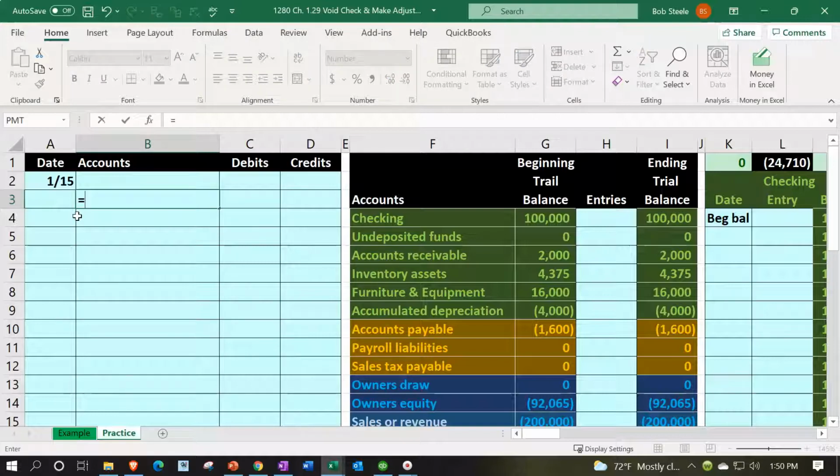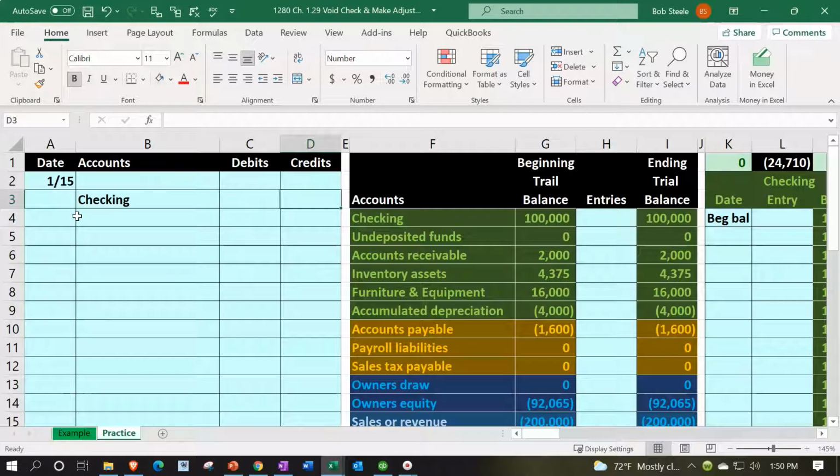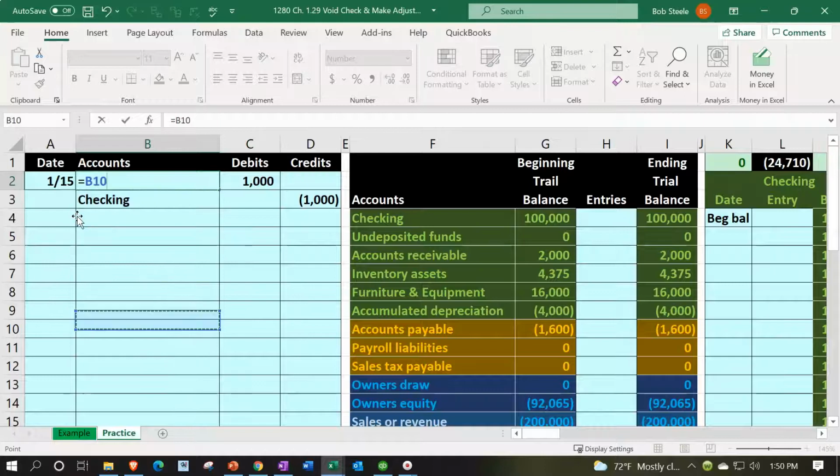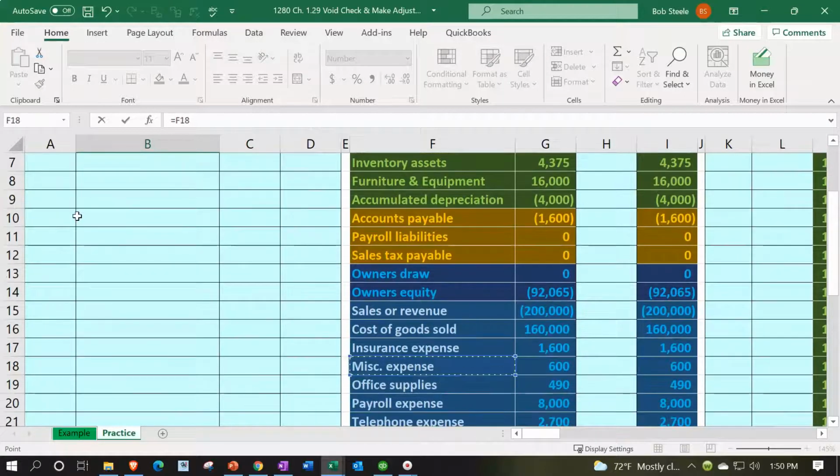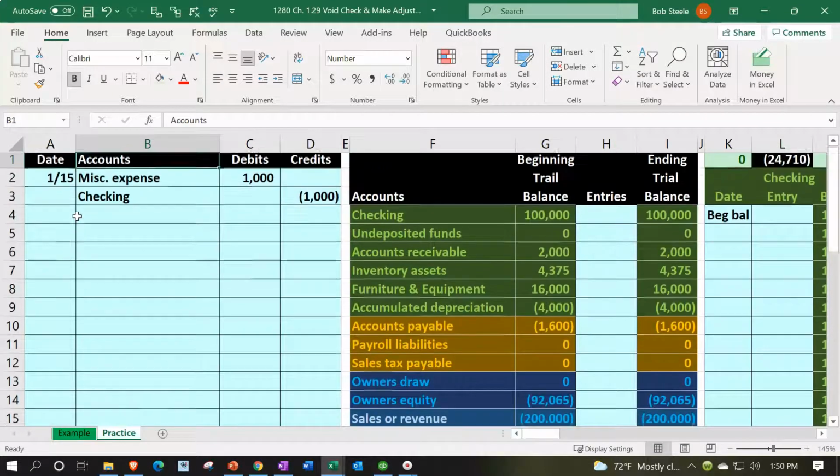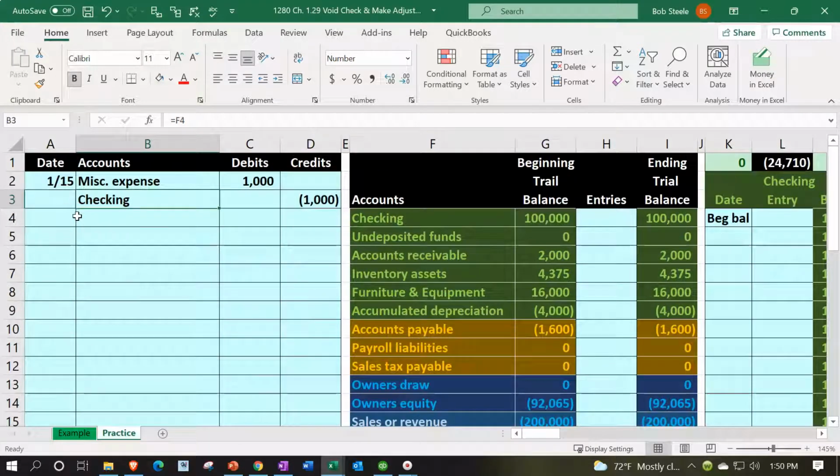So I'm going to say, all right, the checking account's going to go down. That's what I'll think about first because I know the checking account goes down with a credit. I'm going to say it was for $1,000. So there's the debit and the credit for $1,000. And the other side, we're going to say went to the account of miscellaneous expense. We put it to miscellaneous expense, our favorite account. We just put everything to miscellaneous expense.